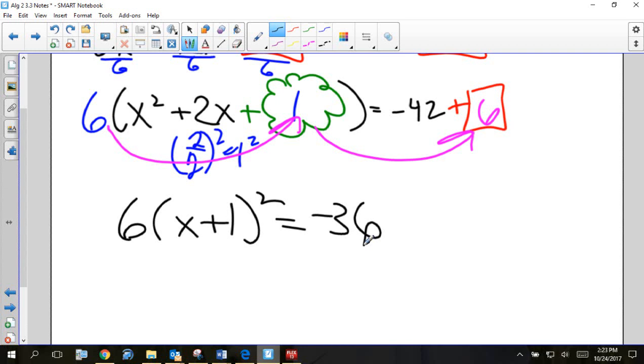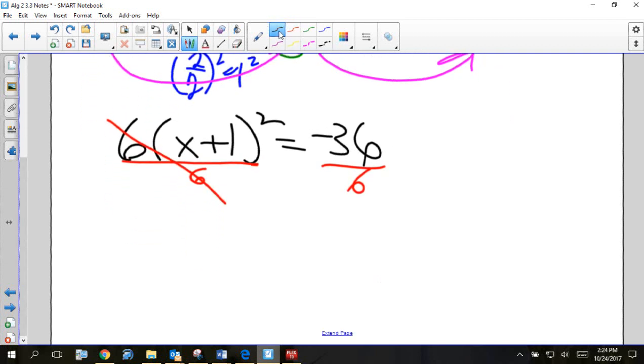Tim, what should I do? Divide it. Get rid of it. It can't be on this side when we go to solve, so we're going to get rid of that 6 by dividing both sides. X plus 1 squared equals negative 6.